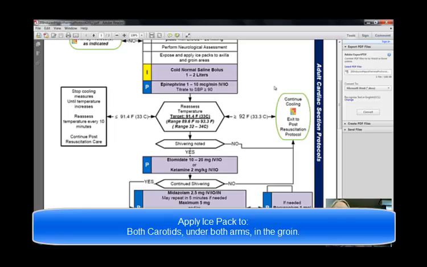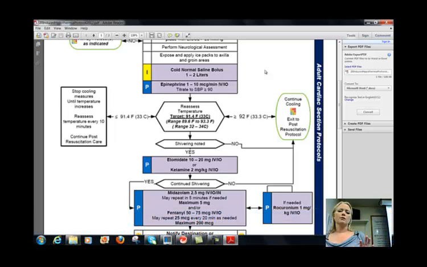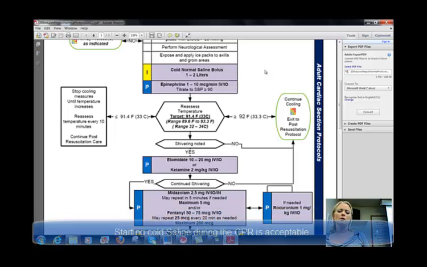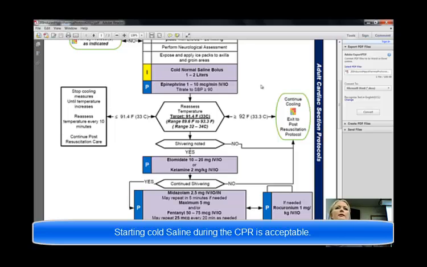Two on each carotid, two in the axilla, two in the groin. I would say if you've got a patient that you're doing CPR on, there's no harm in starting the cold saline. Because if you get them back, you've already got the cold saline going, so that's certainly an option.